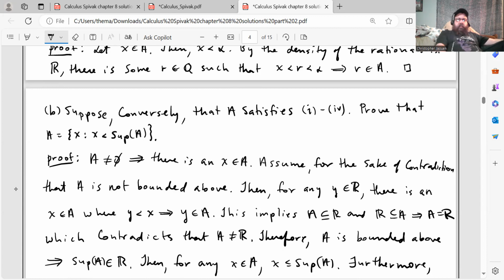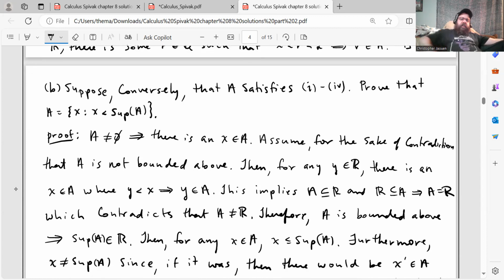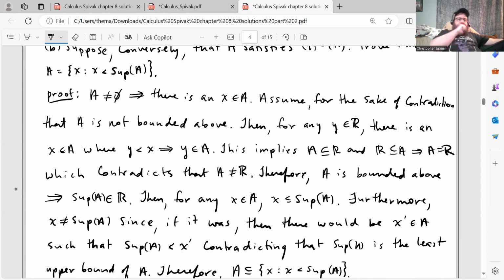Okay, and then part B says, suppose conversely that A satisfies properties 1 through 4, and that we want to use that to prove that the set A is equal to the set of all x such that x is less than sup A, so the supremum of A. So here's my proof. A not empty, that's one of the properties, so we're allowed to assume that. A not empty implies there's an x in A.